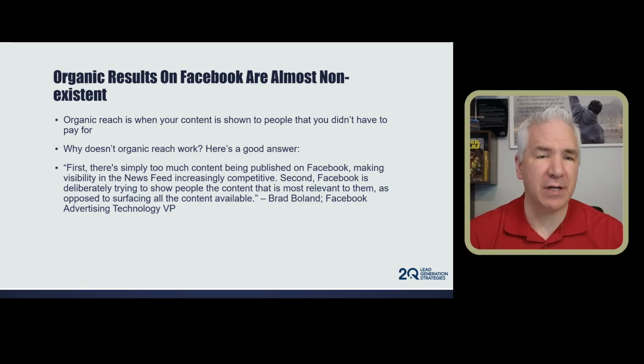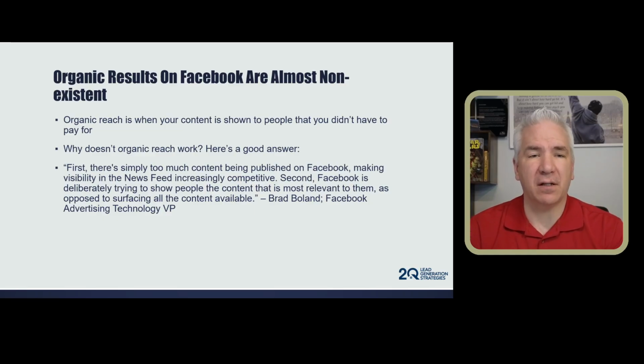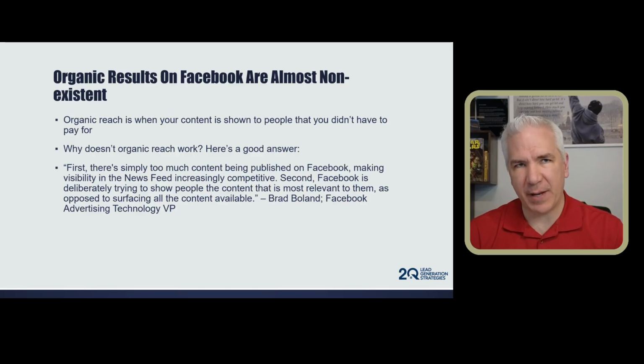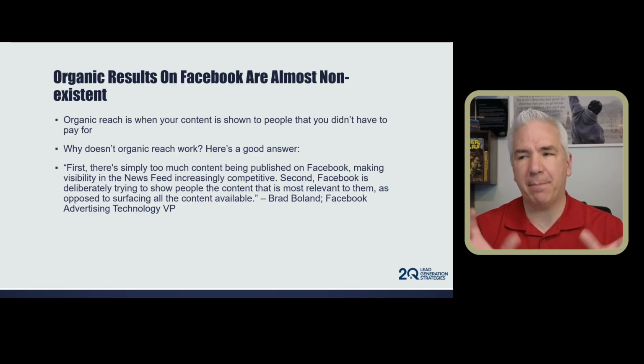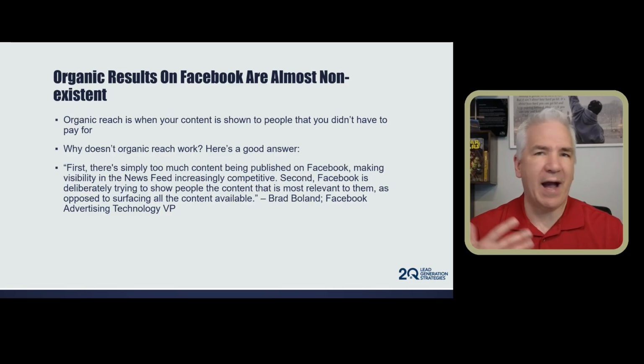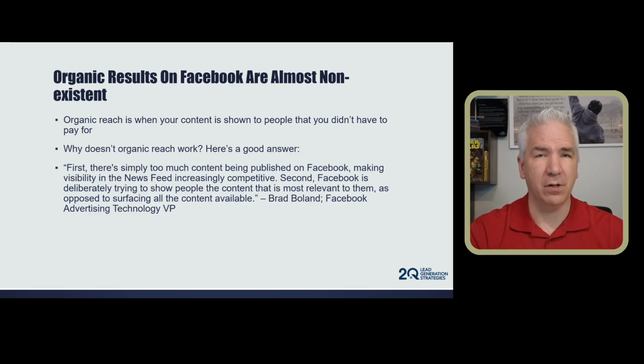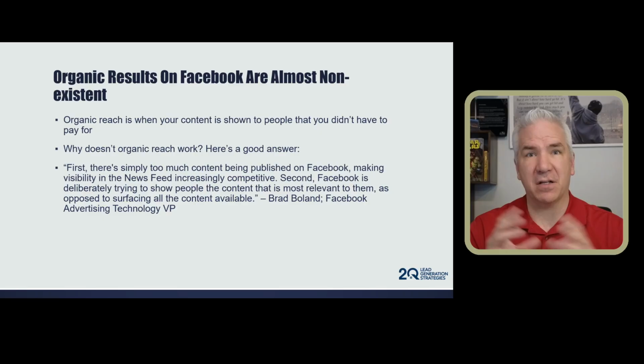So with that in mind, here's what he says. He says, first, there's simply too much content being published on Facebook, making visibility in the newsfeed increasingly competitive. Second, Facebook is deliberately trying to show people the content that is most relevant to them as opposed to surfacing all the content available. So if we break down what he's saying, he's basically saying there's so much content we can't possibly show all of it to you. So we have to have some kind of filter or mechanism to know what content to put in front of you and what content not to show you.